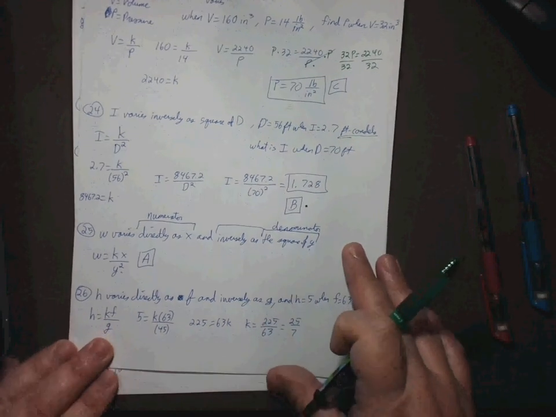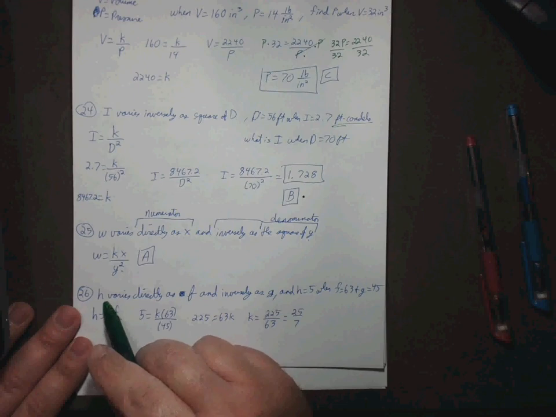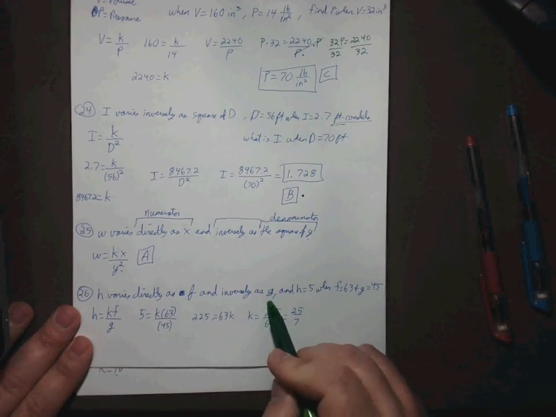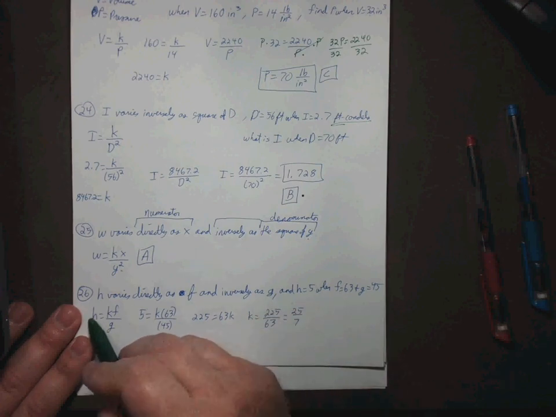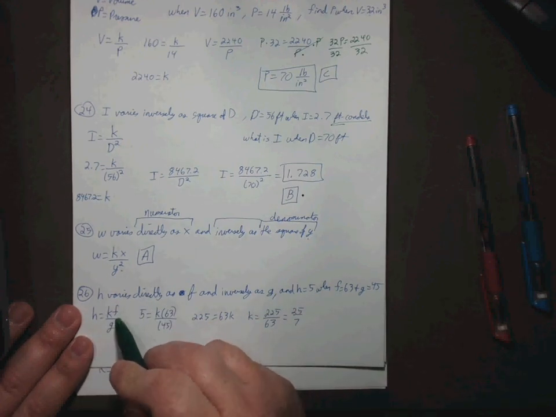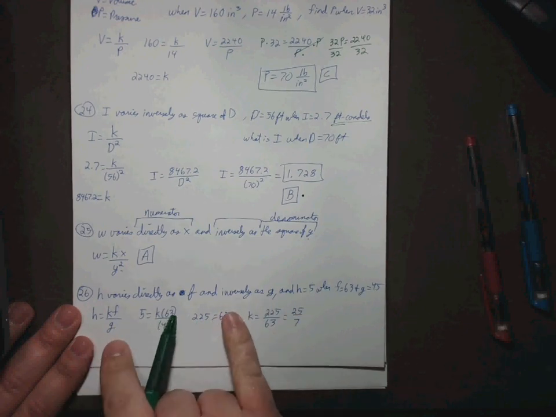Okay? So here, number 26. H varies directly as f and inversely as g. So it's the first thing we want to do. H equals k times f is directly, so it's in the top. G is inversely, so it's in the bottom. Okay?